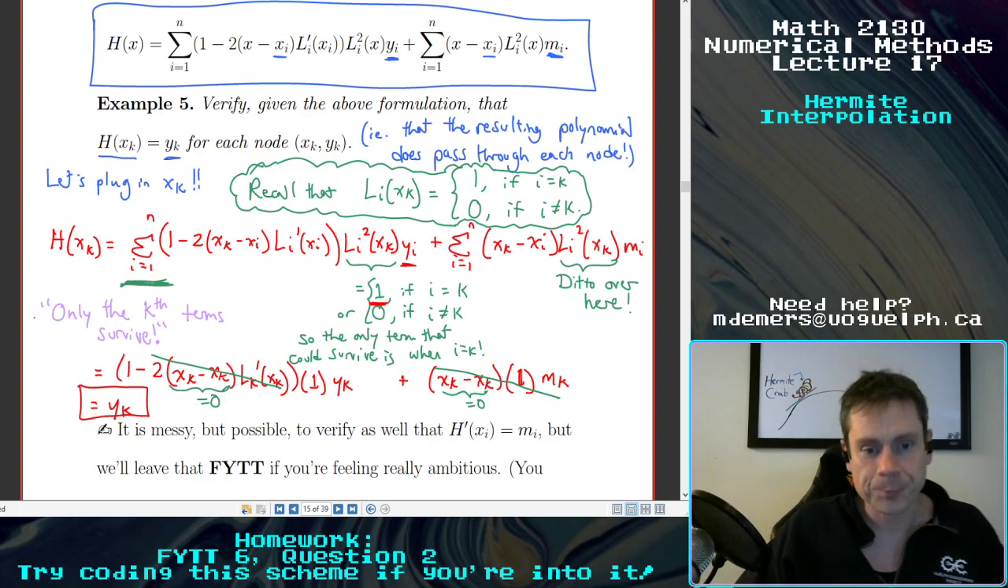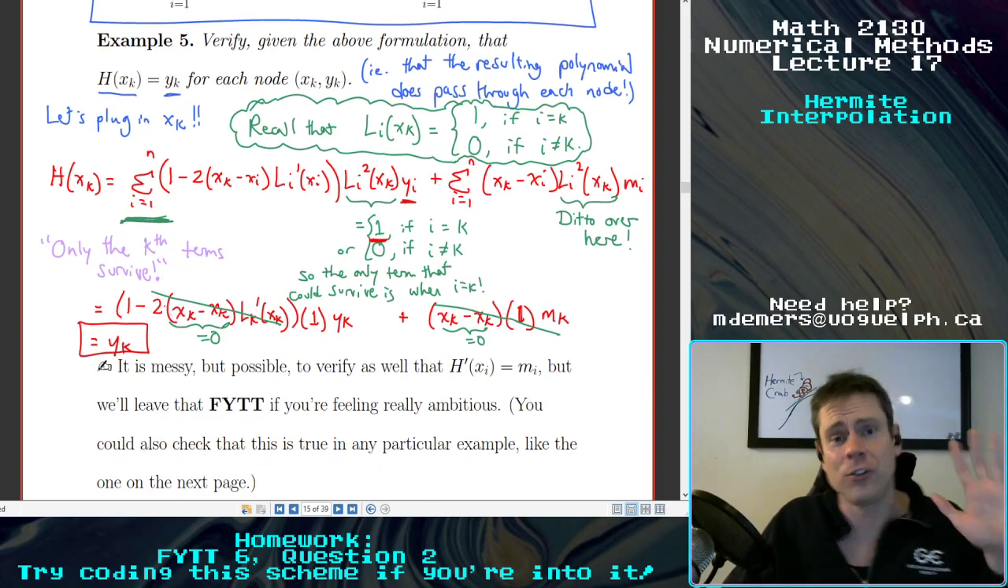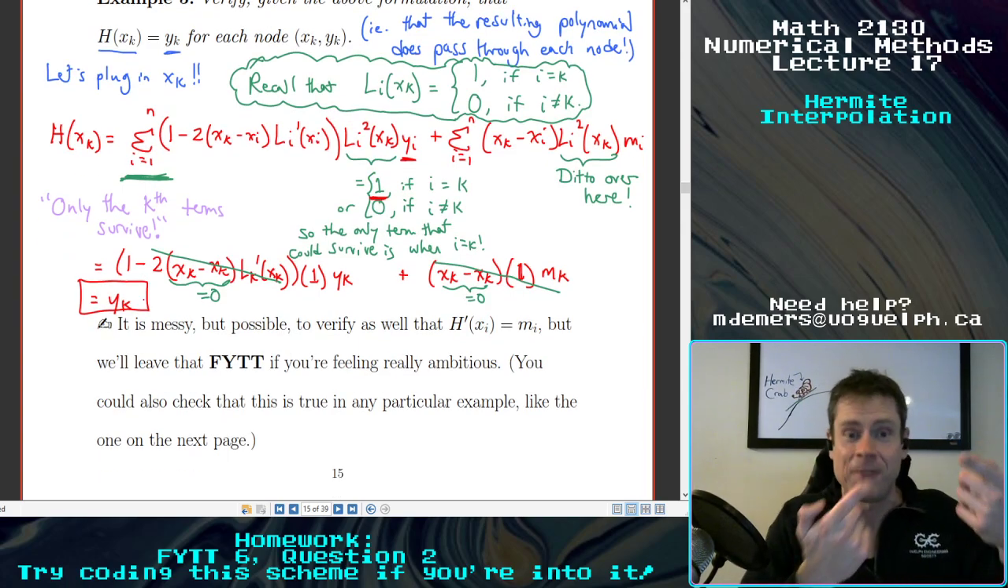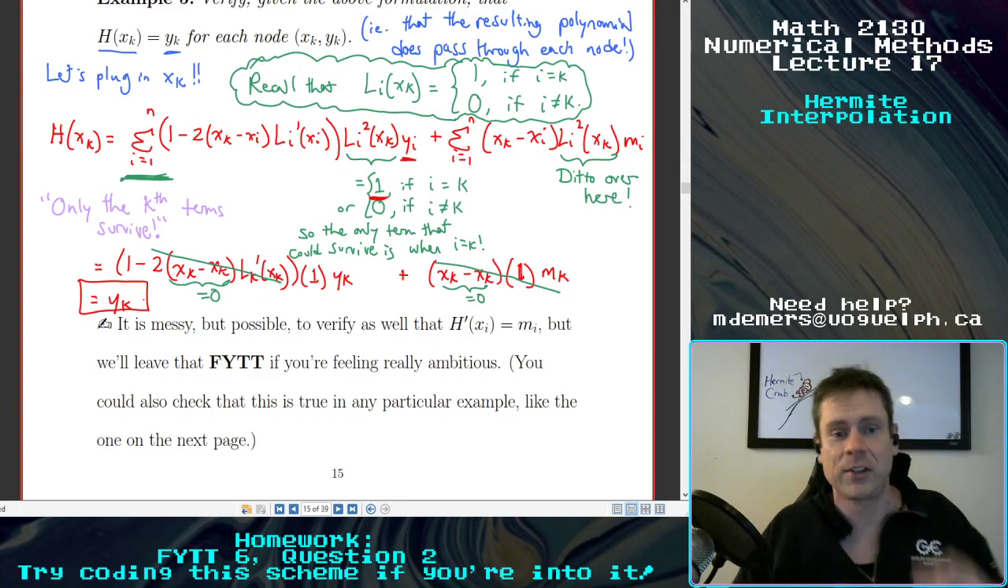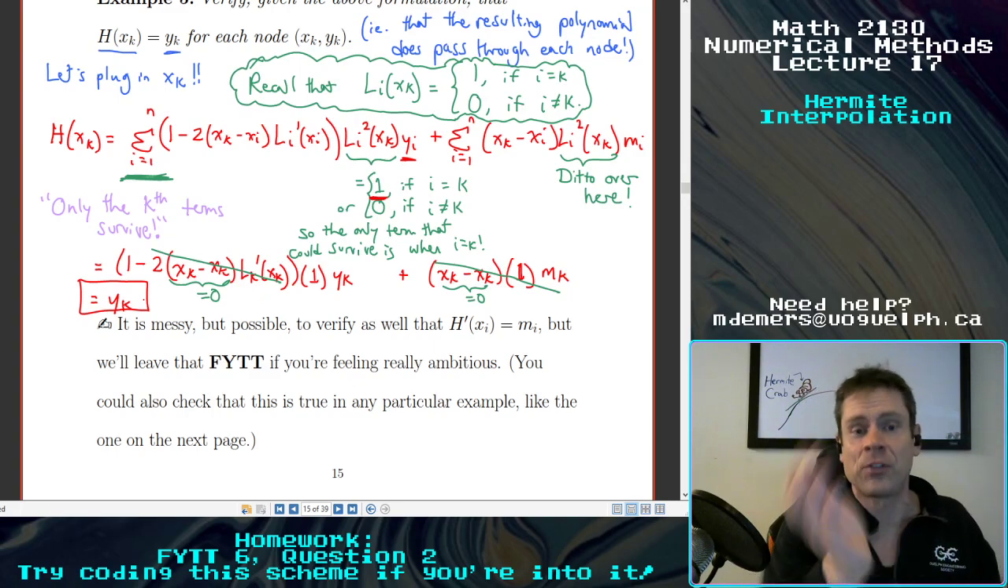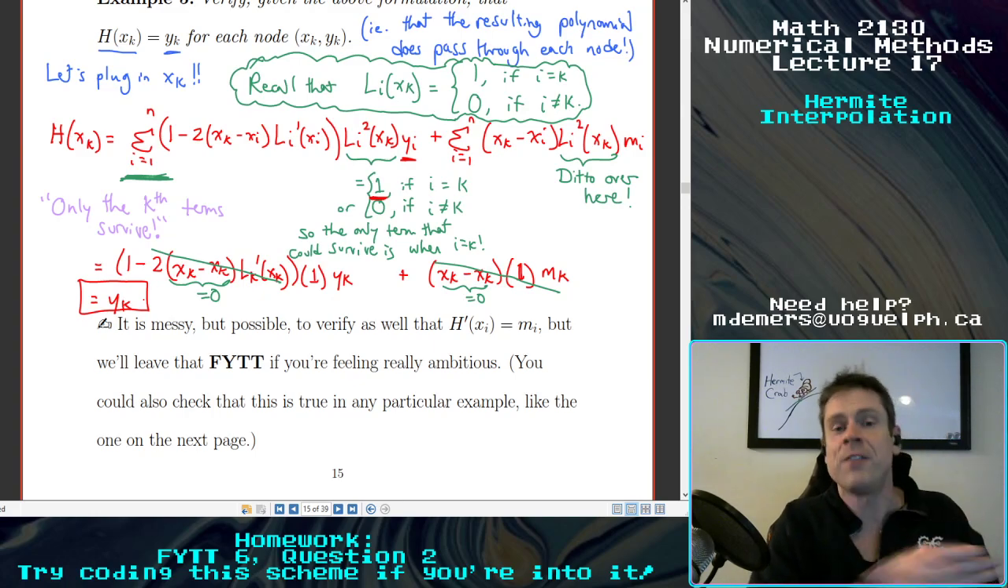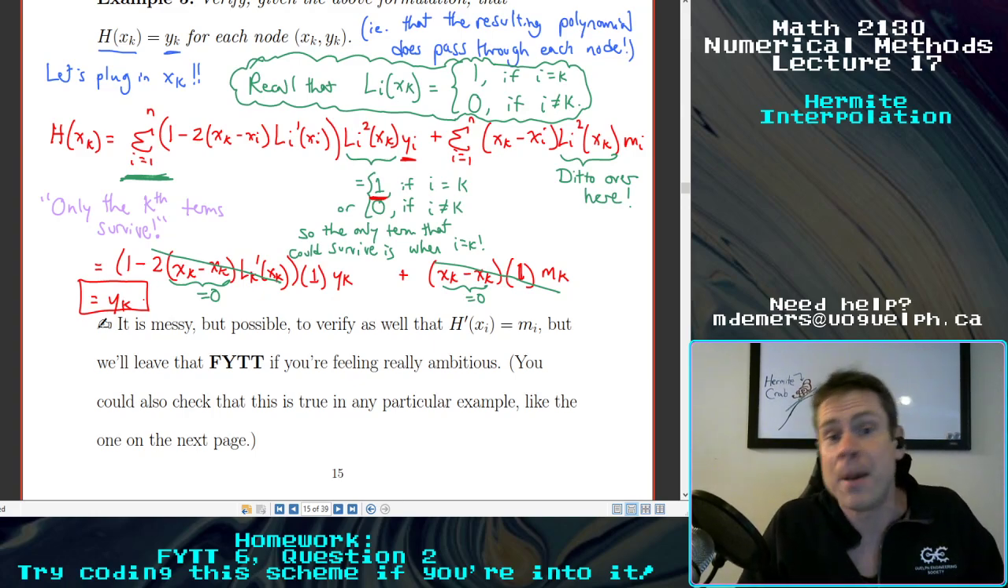right points. So it is also possible to prove that whenever you take the derivative of this thing, God forbid, because it looks like it's going to be a nightmare to calculate a derivative of something that looks like this, you can show that the derivative at each point is given by the mi's, which is the other piece that we would need. But I decided not to do that here because it's really, really messy.